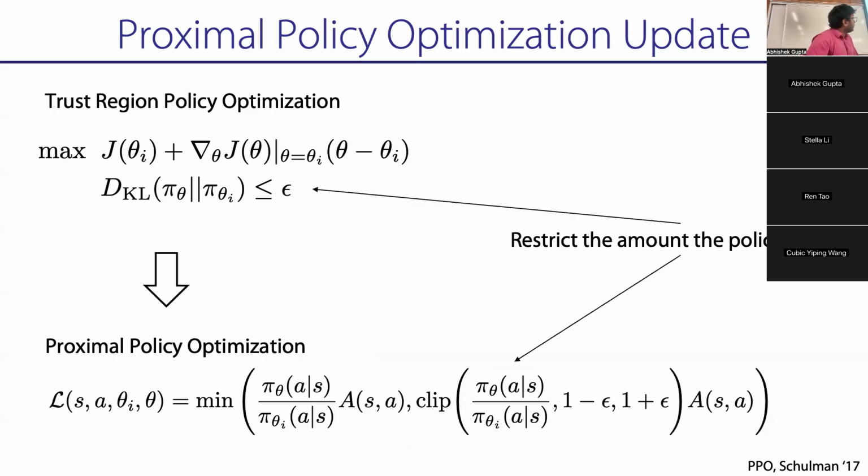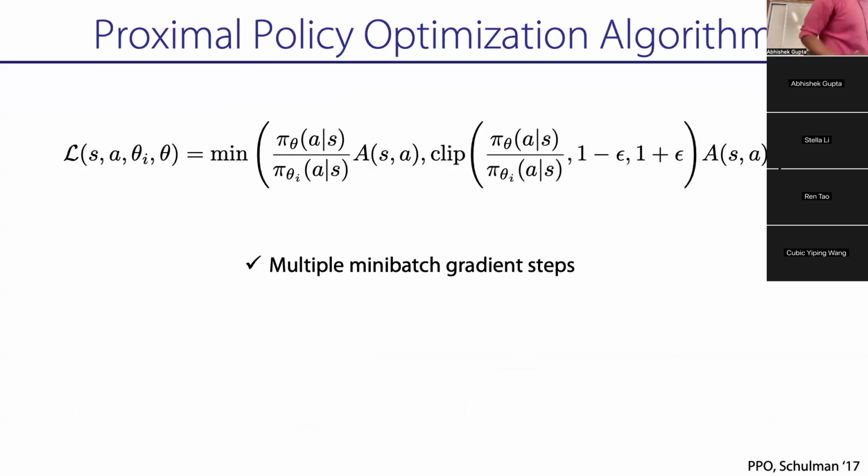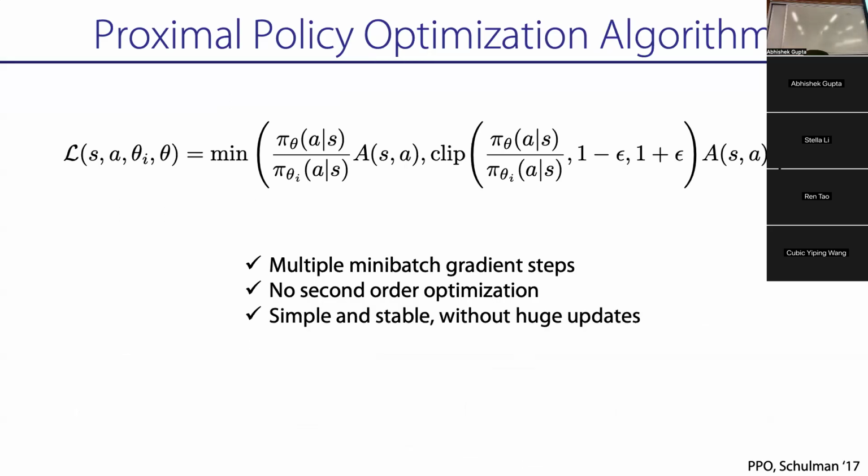And so all you're doing is restricting the amount that the policy moves. And so you can take multiple steps with mini batch gradient descent. You're not doing any second order or even quasi second order stuff. And it's simple, stable, you can use big networks. All you're doing is clipping.